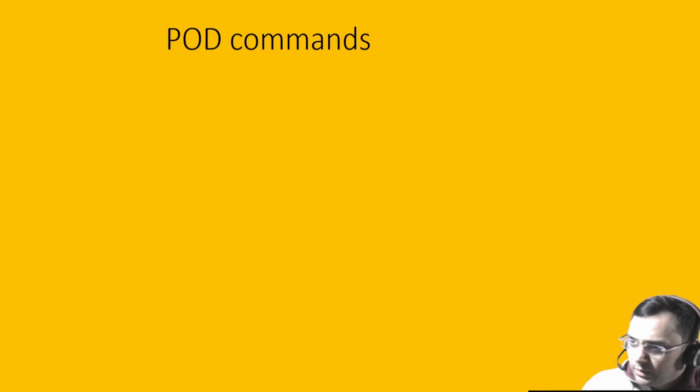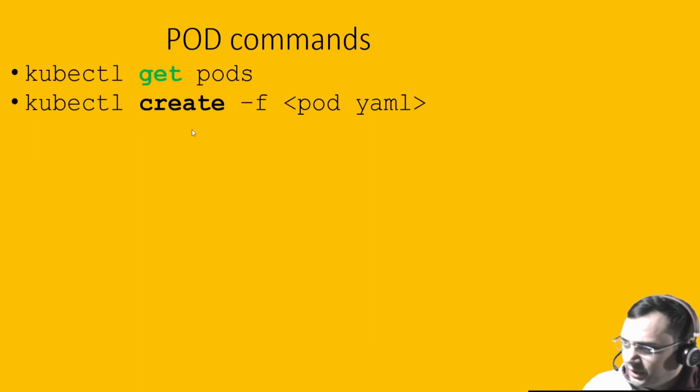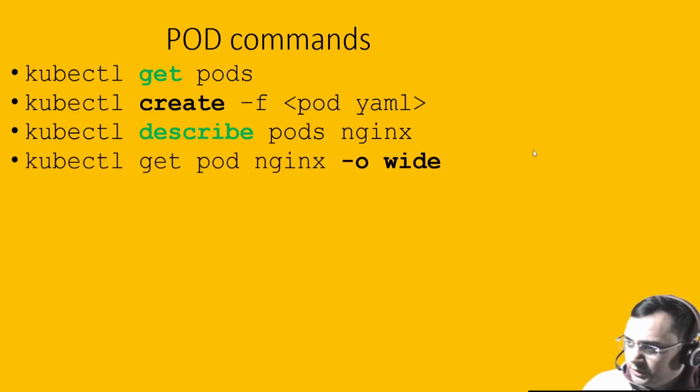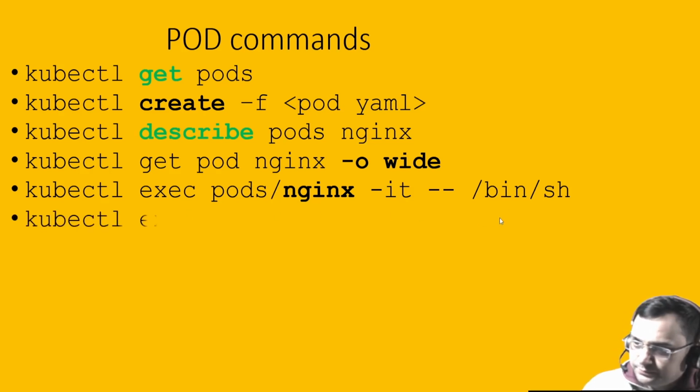Okay, so for pods, what commands can we use here? kubectl get pod to see the pods, kubectl create -f pod.yaml. Recently we used this command, and after that we can describe pod nginx. I will explore this describe option in my lab section, and then kubectl get pod nginx -o wide. This option I will also explore in the lab section. kubectl exec pod nginx if you want to log in inside one pod. So this is the command that you can use here.